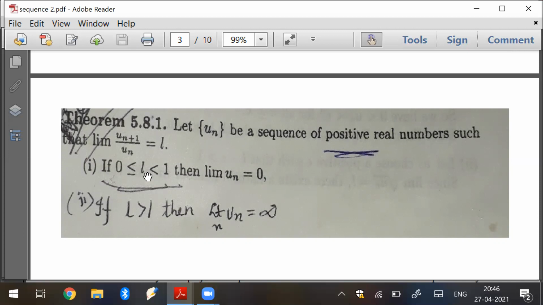And another thing you see, I am just seeing two conditions. And in both the conditions, one thing is clear, L is greater than 0. Why is this so? Because this is obvious. Why, you see, un was a sequence of positive numbers.